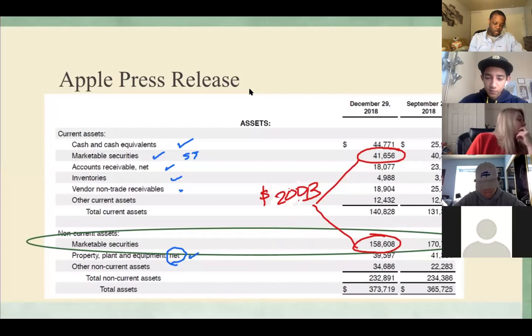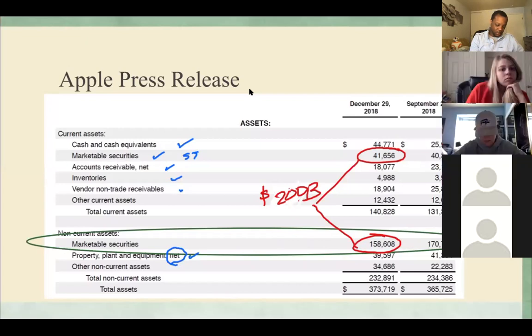So when we talk about short-term investments, right, it is less than 1 year. Same concept. And if it's long-term, more than 1 year.